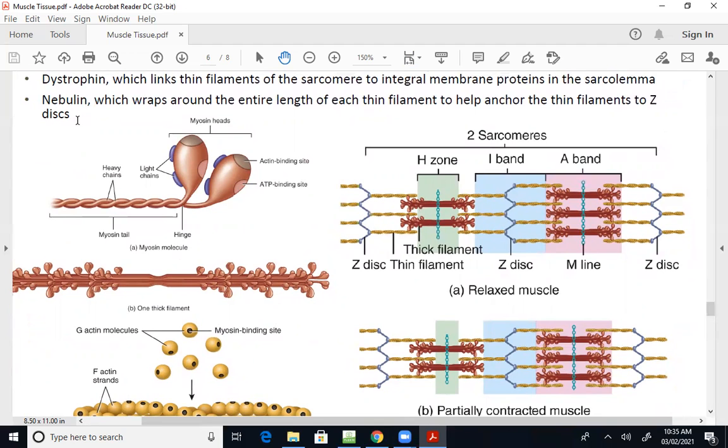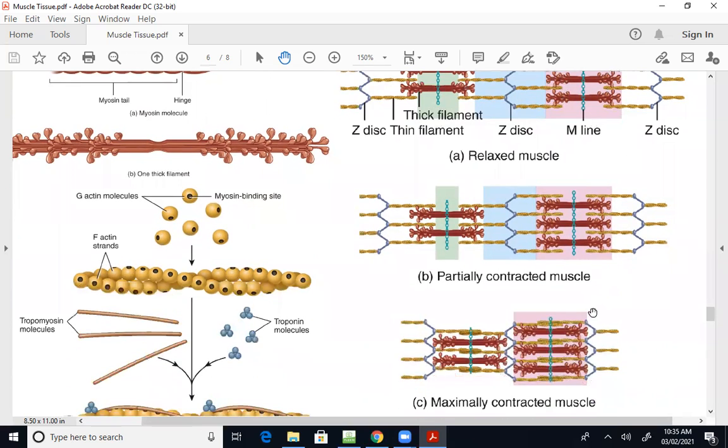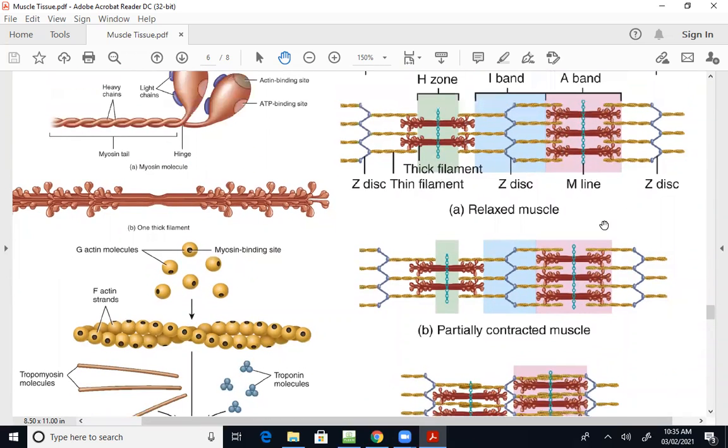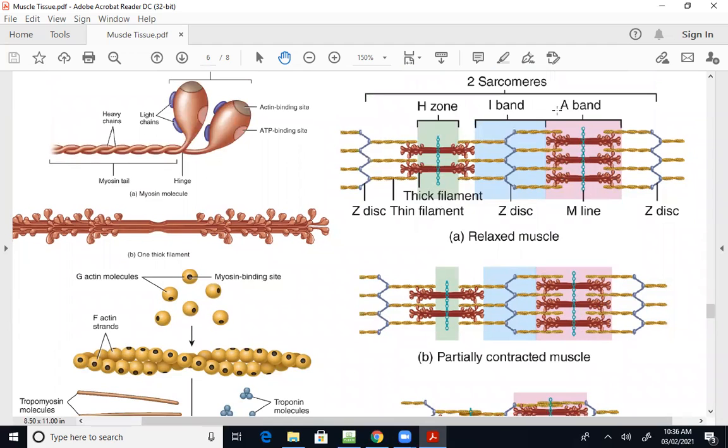Nebulin is the third structural protein. It wraps around the entire length of each thin filament, helping to anchor the thin filaments to Z-discs. Now, looking at the illustration over here on the right, one thing I said was the I-band shrinks, so does the H-zone, which once again is where there's only thick filament. Notice what doesn't change in length is shown here in pink, the A-band.